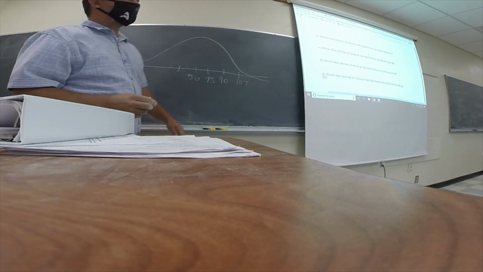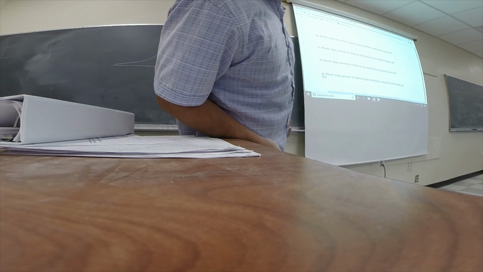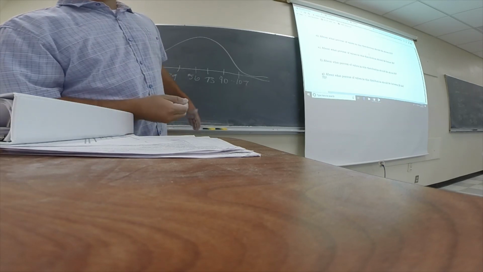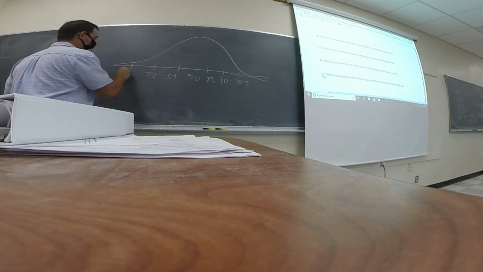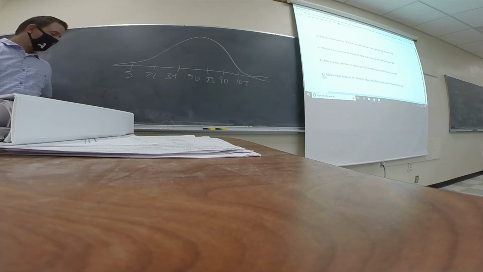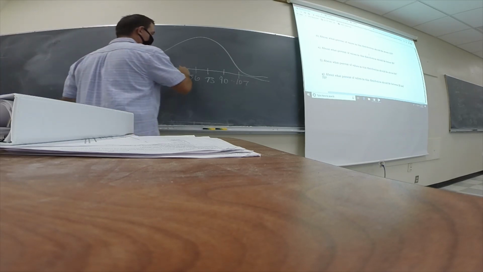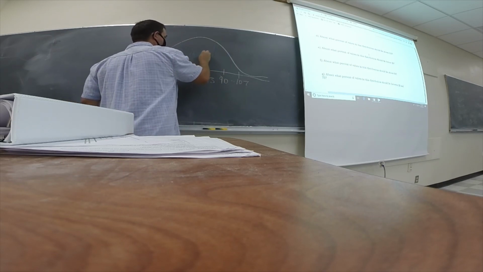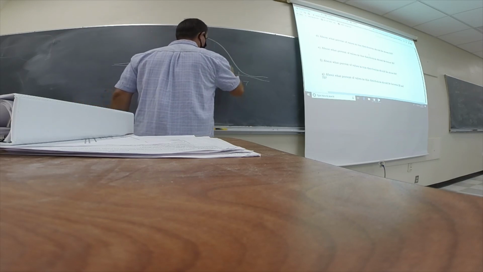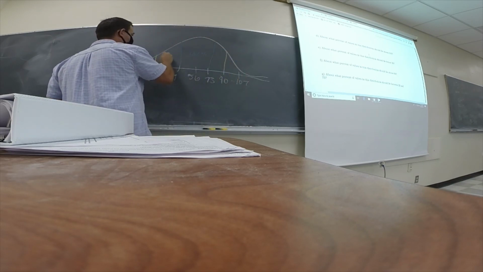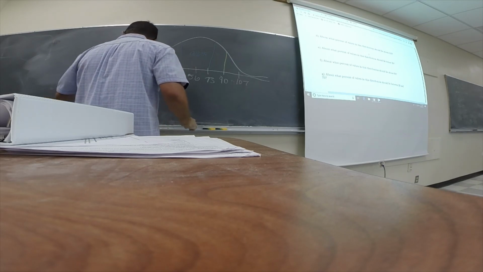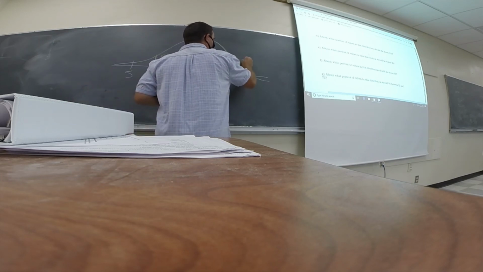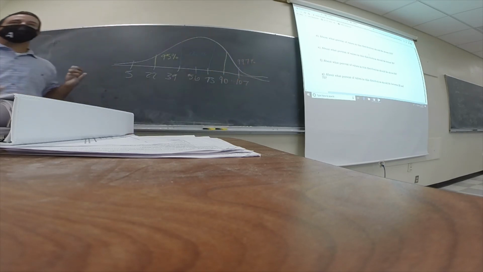Okay, now we gotta go left. So we're looking at the lower side. The first one down is 39. Next one down is 22. And then 5. Right? So 68% here. Between the two greens, we've got 95%. Between the two browns is 99.7, right?